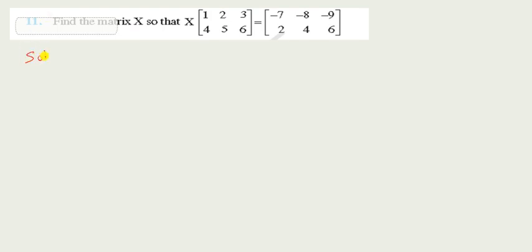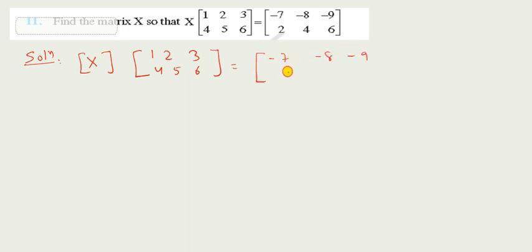For solving this kind of question, you consider X as a matrix first, then you write it like this: [1, 2, 3; 4, 5, 6] is equal to [-7, -8, -9; 2, 4, 6]. This order is 2 rows and 3 columns. This is also maintaining 2 rows and 3 columns. So let us determine what should be the number of rows and number of columns of X.